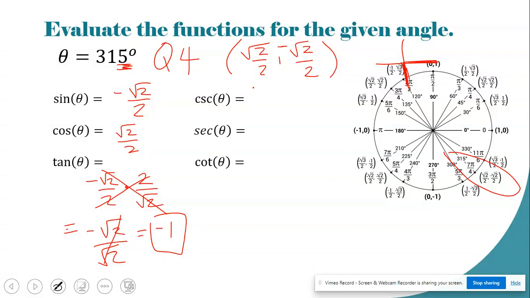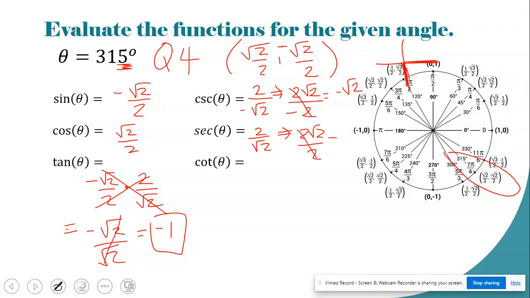Cosecant is going to be the reciprocal, so 2 over negative rad 2. Rationalize that denominator. You have 2 square root of 2 over negative 2. That just becomes negative radical 2. Secant, kind of the same story. It's just there's no negative. So that's 2 over the square root of 2. Rationalize gives you 2 square root of 2 over 2. Or just positive square root of 2. And cotangent is the reciprocal of tangent. That's going to be 1 over negative 1. Or also negative 1.